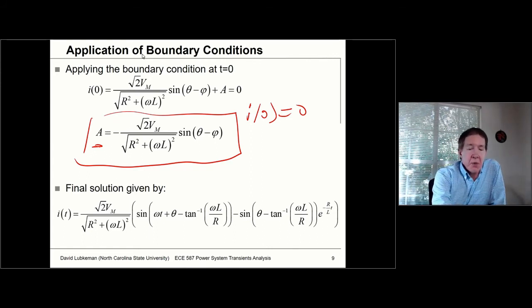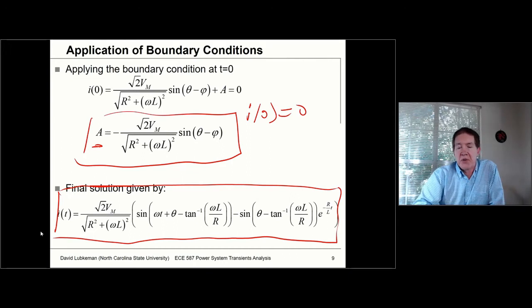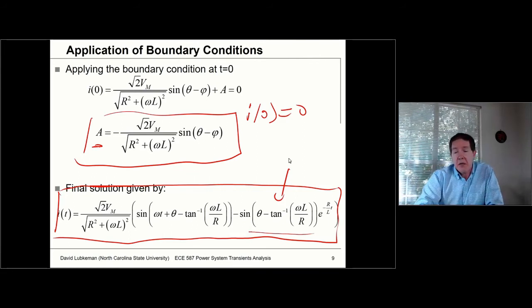So when I plug this in, it gives me a final solution for the current that has a sinusoidal part and a decaying DC term, where you have a fairly complex expression for the magnitude. Now, a lot of times what we're concerned about is the worst case: how much DC offset could we actually get? You can see this is dependent on the ratio of omega L over R, and it also depends on the point on wave at which the fault occurs. It depends on what theta is.